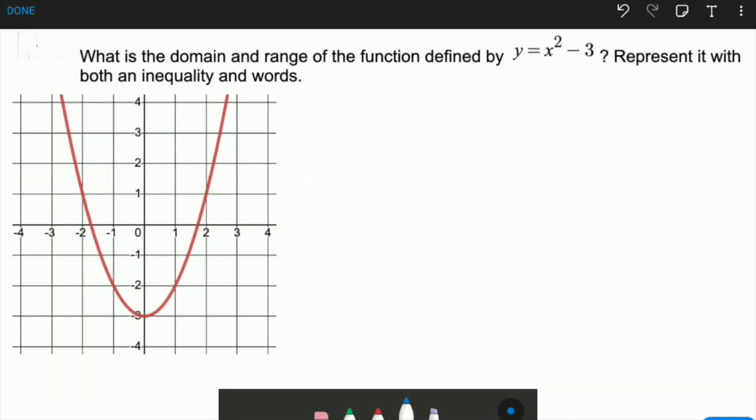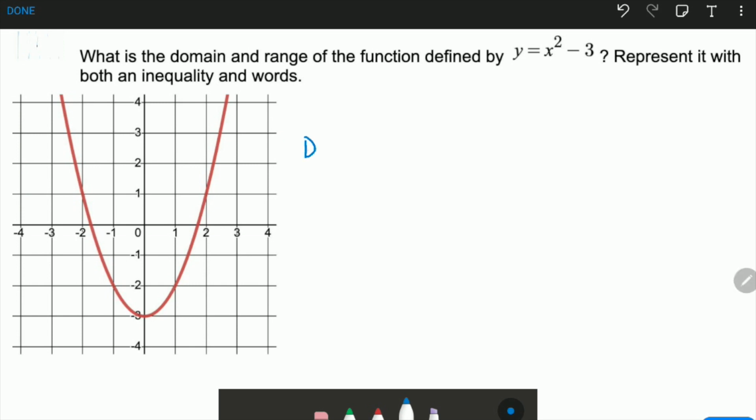In this example, we are asked what is the domain and range of the function y equals x squared minus 3. We're supposed to represent both as an inequality and using words. So just to start off with, I'm going to use inequalities, and I'm going to use a little trick to kind of help me out with it.